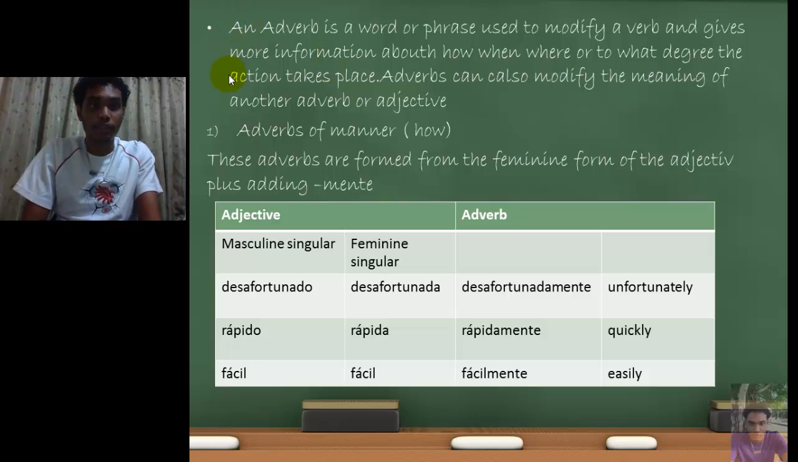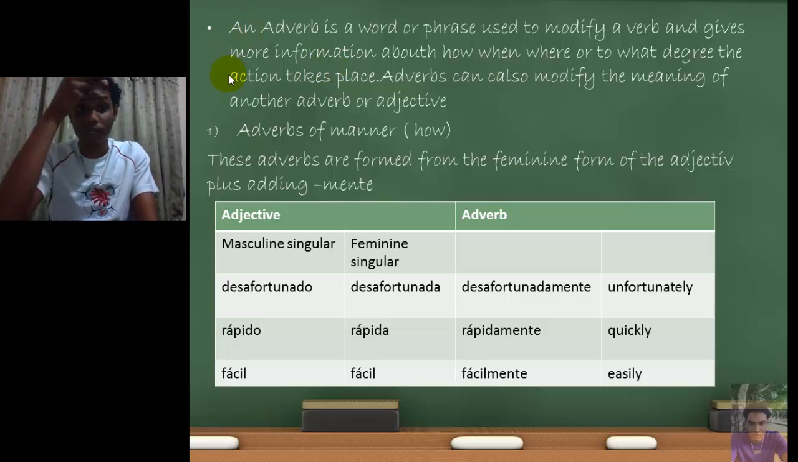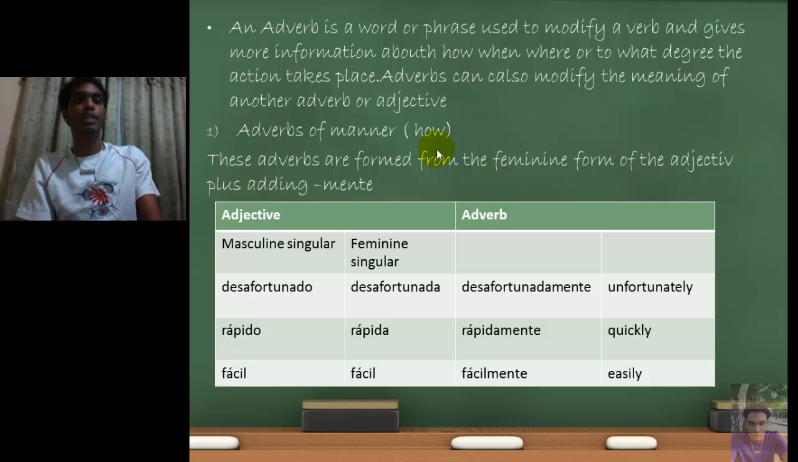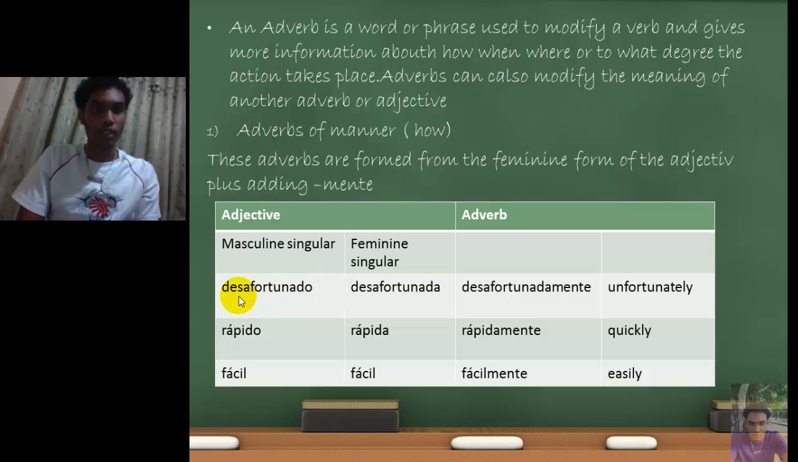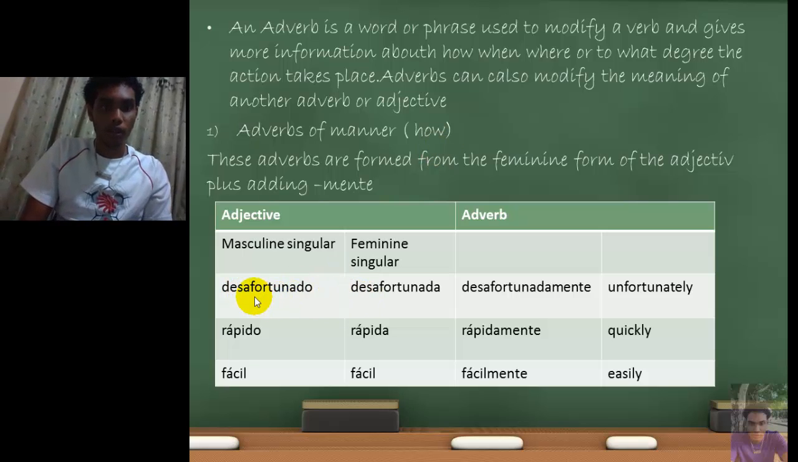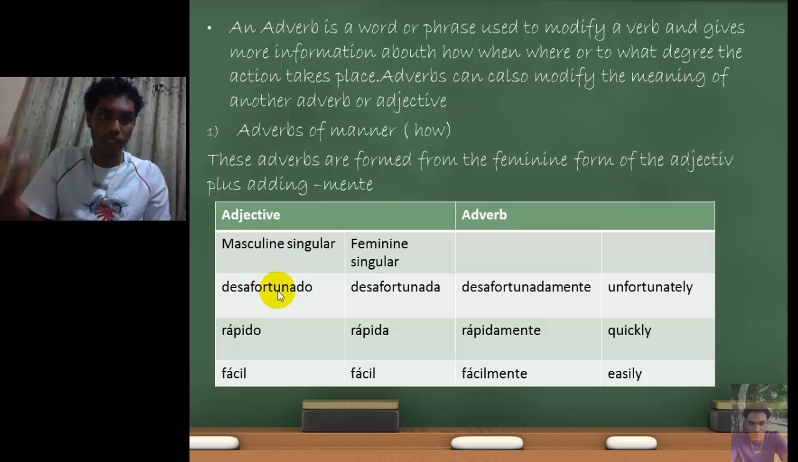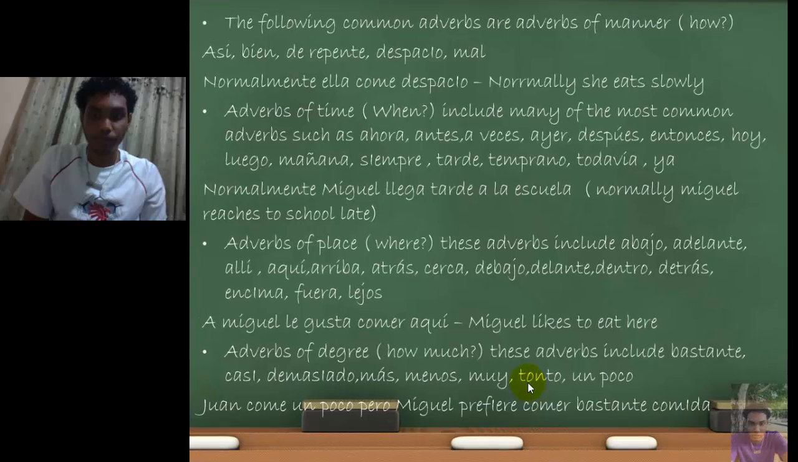We're on to the big topic, adverbs, right? Now, there are adverbs of manner, right? And they are formed from the feminine form of the adjective. This should be an a, plus adding mente, right? So, desafortunado, right, means unfortunate. So it's an adjective and it's masculine singular. You put it in the feminine and then you add mente, right? And as seen here also. Now, however, if it does not have a feminine, like easy, right, you just add mente. Okay.